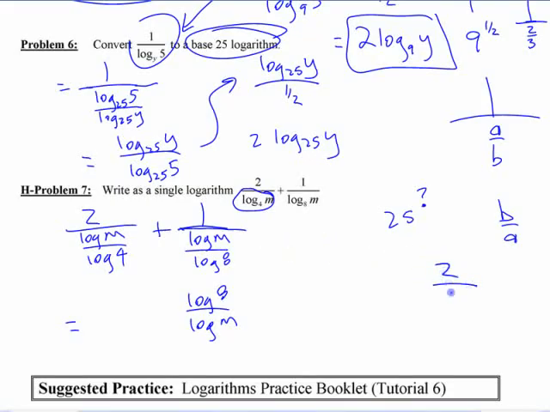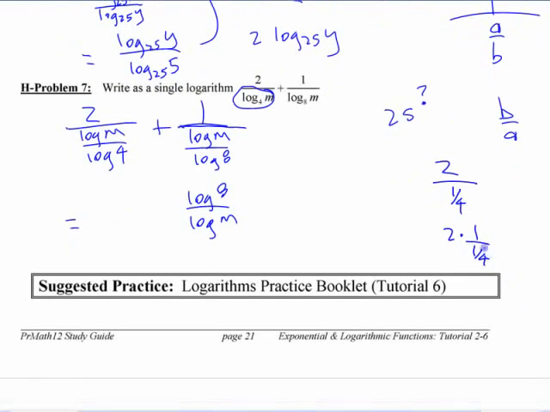2 over 1/4 is the same as 2 times 1 over 1/4, right? The 2 is separate from it. So what would that be the same as? 2 times 4 over 1, right? So what's this going to be? I'm going to leave the 2 kind of in front here. 2 times log 4 over log m. The fraction flips over, but the 2 doesn't suddenly go to the bottom.